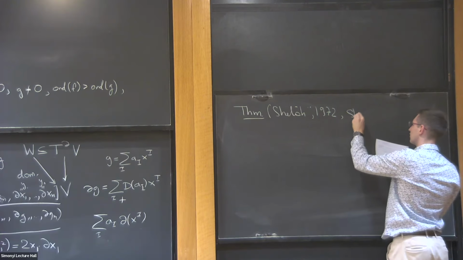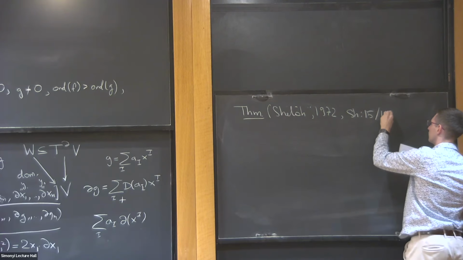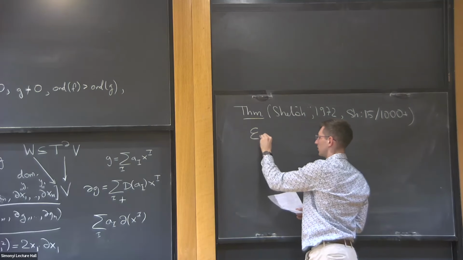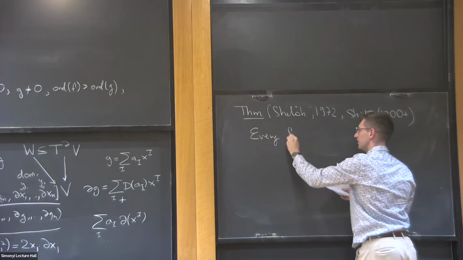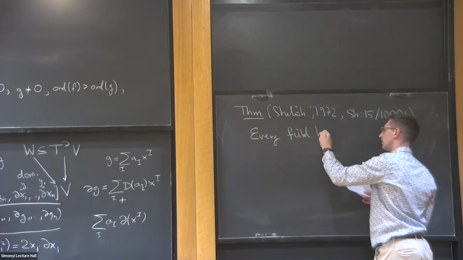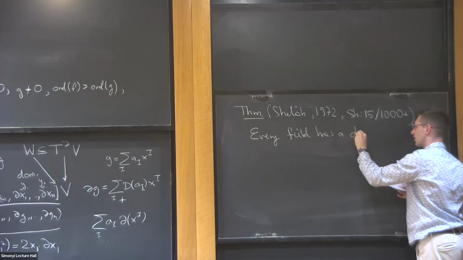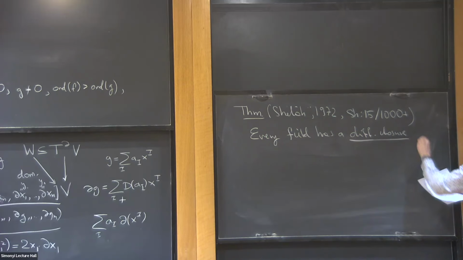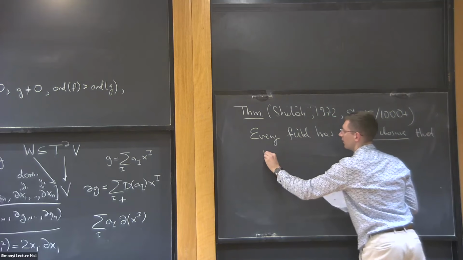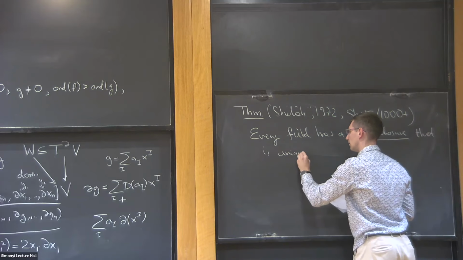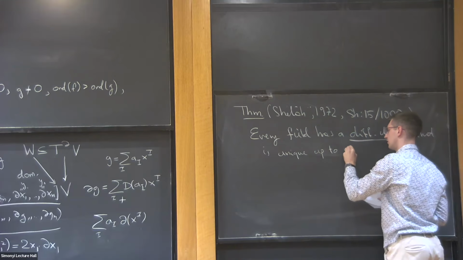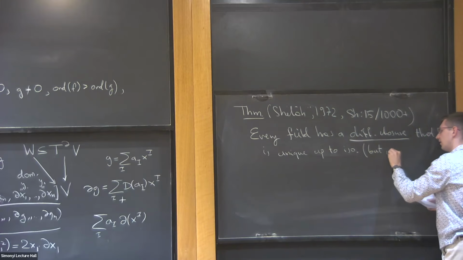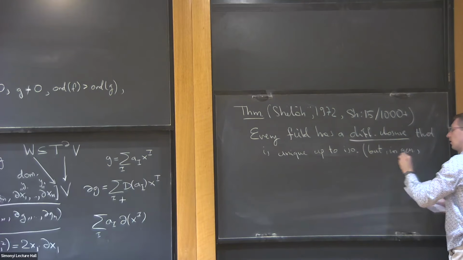I'm referring to Shelah's paper, and what he proved is that every differential field has a differential closure that is unique up to isomorphism, but in general not minimal.